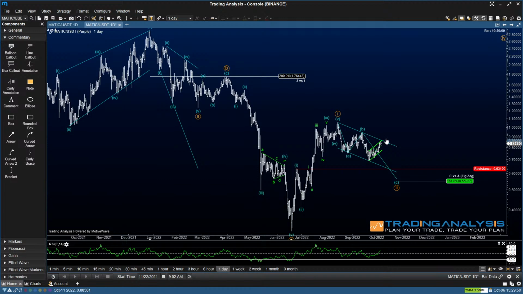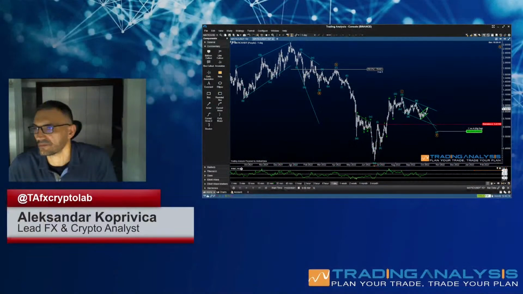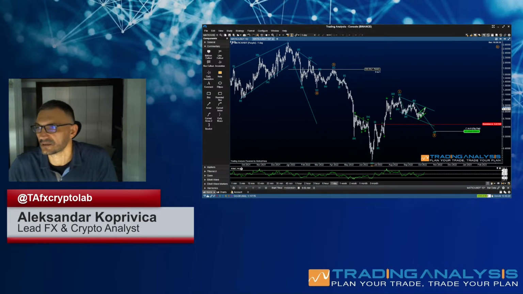We don't have a confirmation that the pullback is actually finished because of the nature of this corrective pullback for now. If we develop a 5-wave move, it will change. But there are a couple of options open. I will just say that Matic is holding its ground very nicely for now, and I have it on my list for a potential buy either after a 5-wave move and a pullback or a little bit lower. So I think Matic has a relatively nice wave structure for potential continuation on the upside.